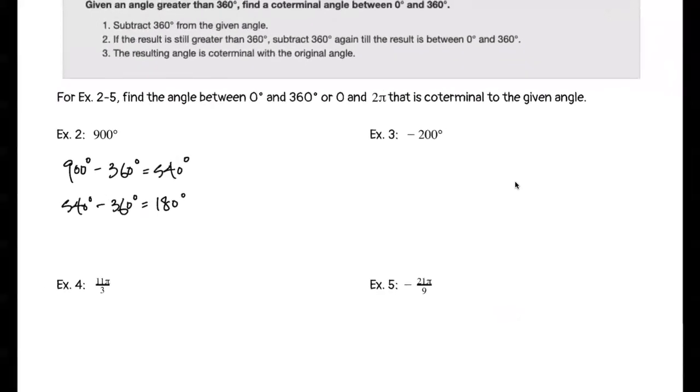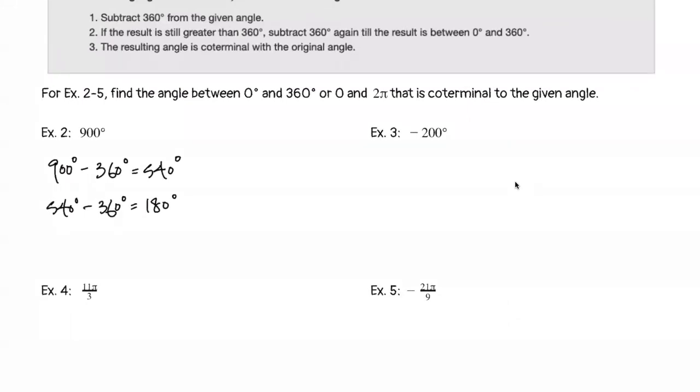That's it. Okay, how did we know that we were done? How did we know we didn't need to subtract again? Yeah, 180 is between 0 and 360, right? So let's just unpack what this means though. This means that 900 degrees is coterminal to 180 degrees.